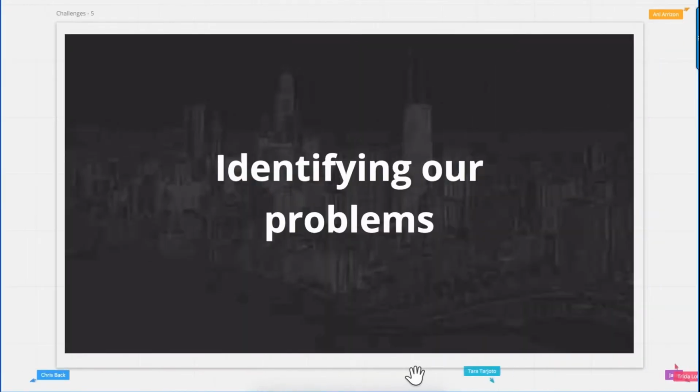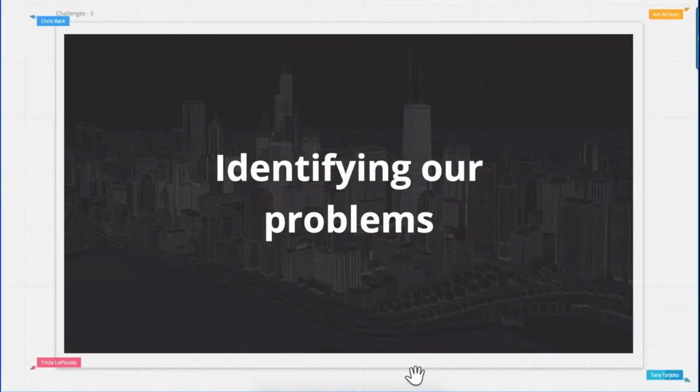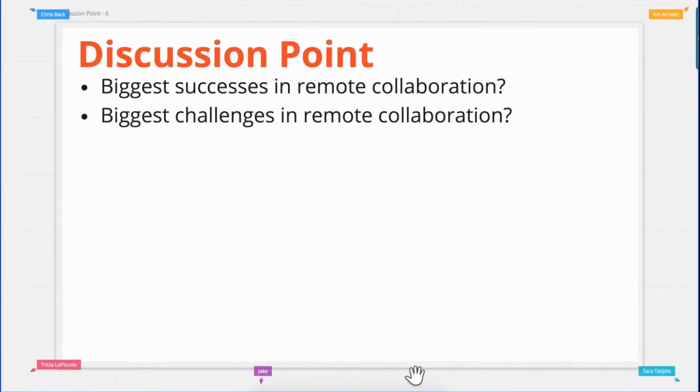Before we could fix how our team was working, as UXers and designers, we first set out to identify specific collaboration problems. I've invited my team, and I invite you to think about what are your biggest successes, as well as your biggest challenges in remote collaboration. And go ahead and jot them down. As Casey mentioned, we'll have questions at the end.